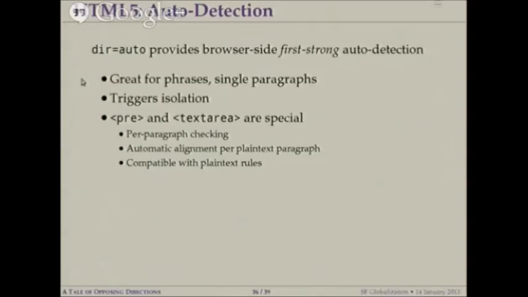It does automatic alignment, so right to left text will be right aligned, even if you've got a bunch of different paragraphs inside, with no markup inside. And it's compatible with the plain text rule. So basically, if you take a plain text email that was written to display correctly in a Unicode conformant viewer and paste it into a pre or paste it into a text area, it will look exactly the same.